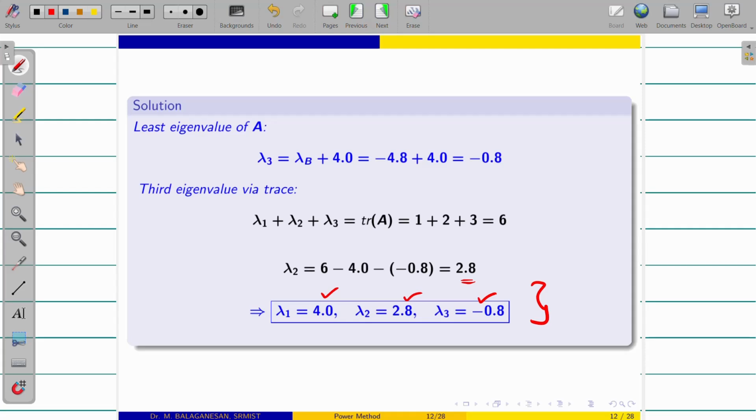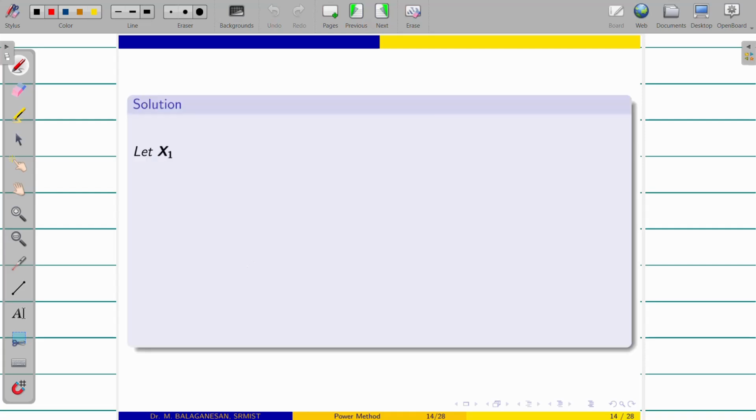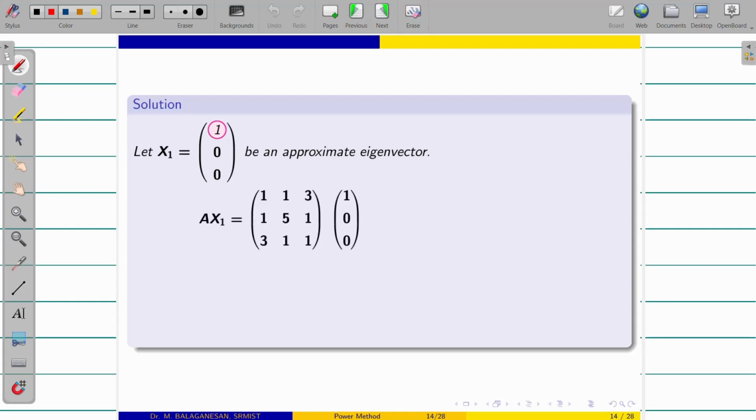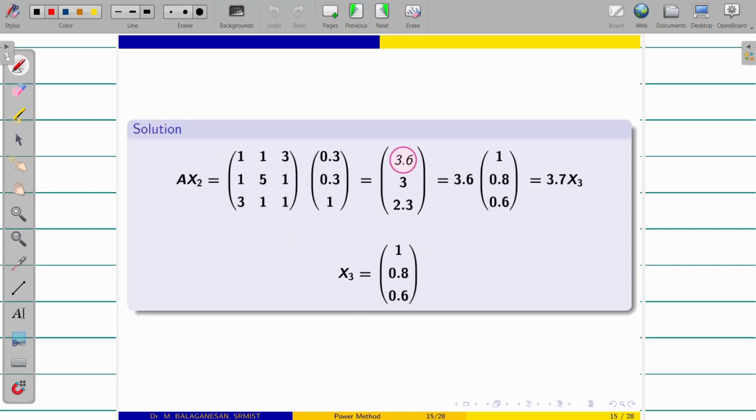I hope you understand. For more understanding purpose, I have taken one more problem. Find the dominant eigenvalue and the least eigenvalue and the remaining eigenvalue. Means all the three eigenvalues we have to find. My given matrix A is this. Assume x1 in the usual way as 1 0 0. Find AX1. 3 will be the largest value. 3 I am taking as common. This is my new x2. Multiply AX2 now. A into x2 is equal to this.